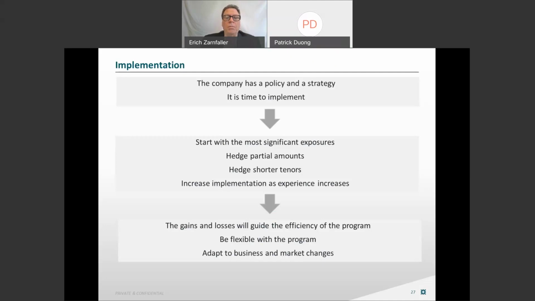Be flexible with the program when events happen like trade wars, pandemics, tariffs, and great recessions. Knowing the current value of the exposures and hedges and the ability to measure the future potential impact due to rate changes will allow the company to act quickly and to mitigate adverse financial impacts. After the implementation has been executed and time passes, the program should be reviewed periodically, as on the next slide.